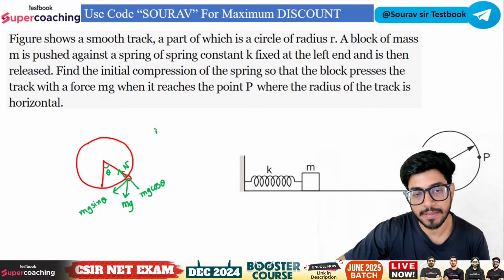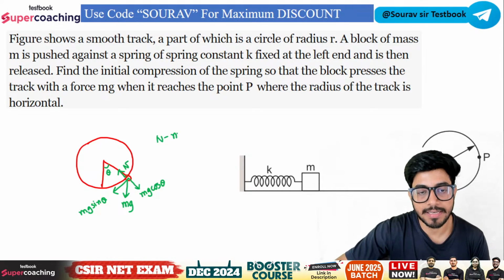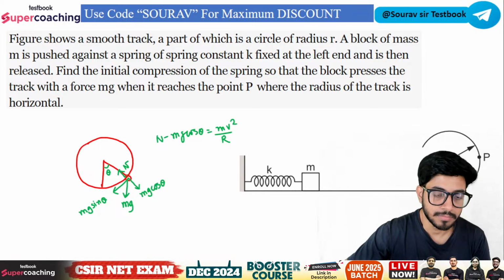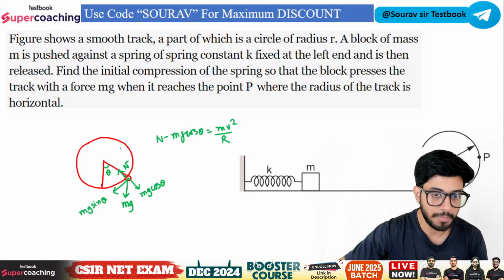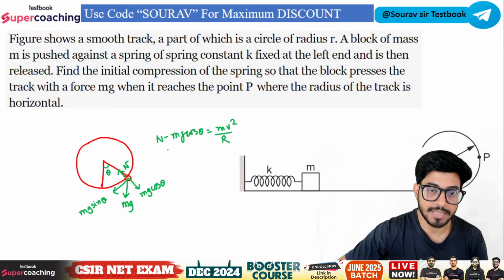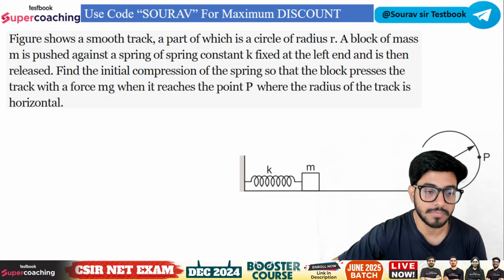So we know that N minus mg cos theta should be equal to mv square by r. Or if this is the tension in the string, then tension would also act along the same direction. So T minus mg cos theta should be equal to mv square by r. Then from there you can find the normal reaction: N is equal to mv square by r plus mg cos theta. That is very important.